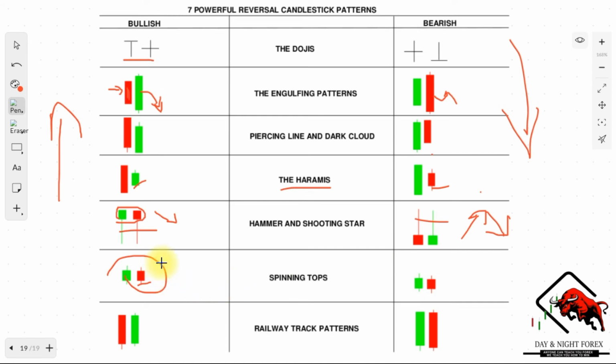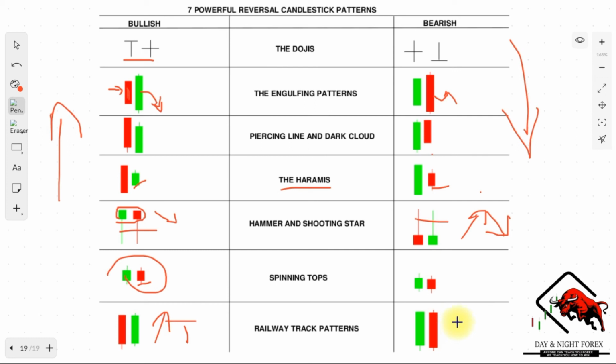And then the last one but not least, we have what we call the railway track patterns. This is what we also call the tweezer bottom and tweezer tops, right? As you can see right here, it's exactly the same size. It came down, and then the next candle, which shows the direction of the market, is exactly the same size as this, and closes a little bit either at the opening of this candle or at least above the opening of that candle, right?